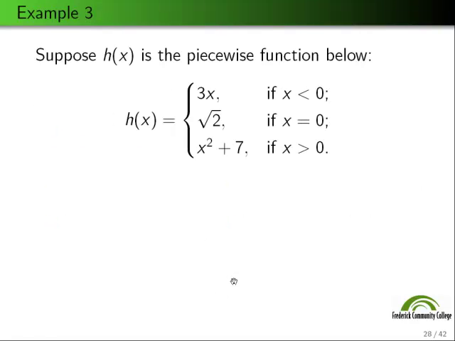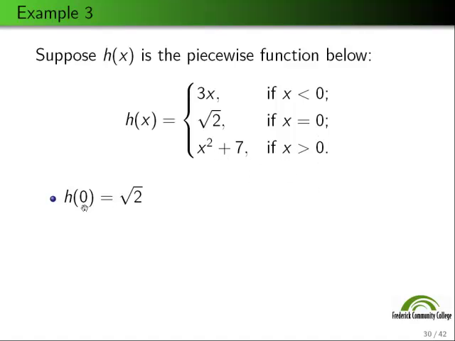The final example we're going to do today is what's called a piecewise defined function. It's called piecewise because it's defined differently on different pieces of its domain. For its domain, when x is less than 0, we do 3 times x. When x equals 0, we just have the constant function square root of 2. And for any x bigger than 0, we have x squared plus 7.